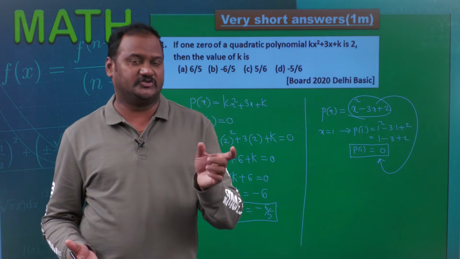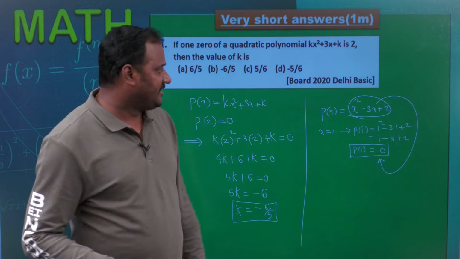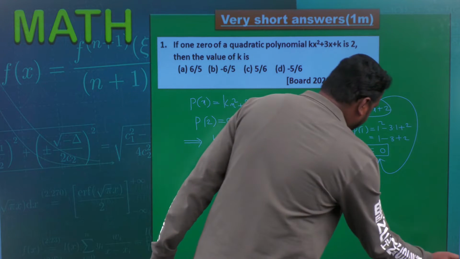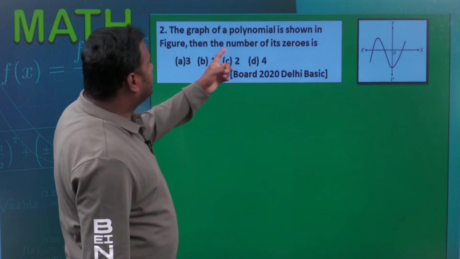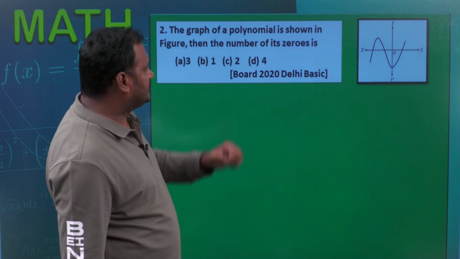So that is why we should use the word maximum or at most. Hope you understand. Right. Moving on to the next problem. The graph of the polynomial is shown in the figure. Find the number of its zeros.